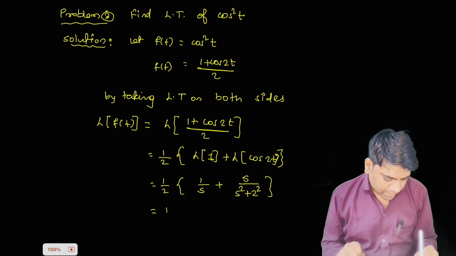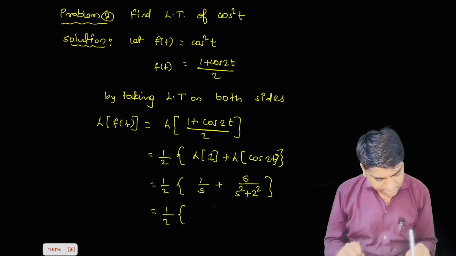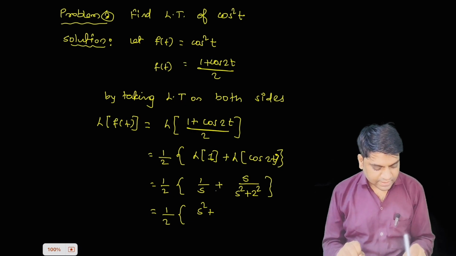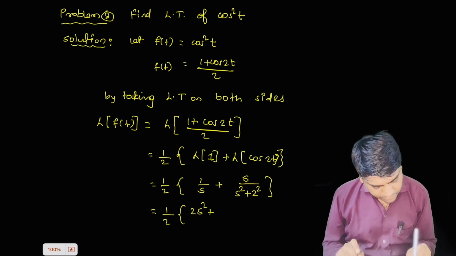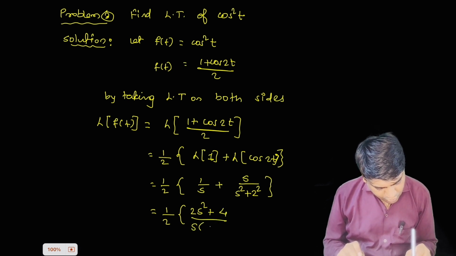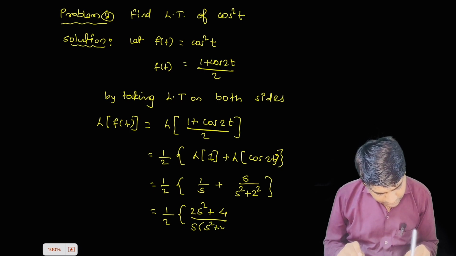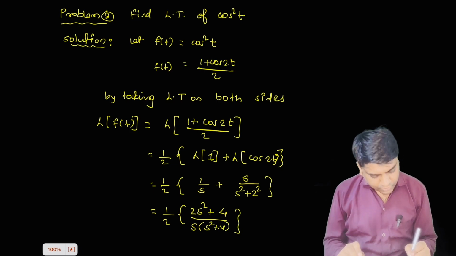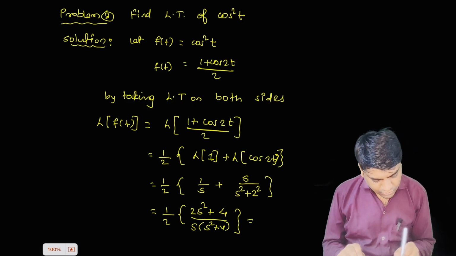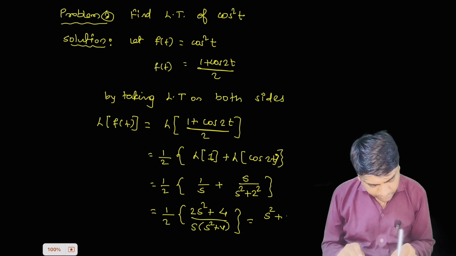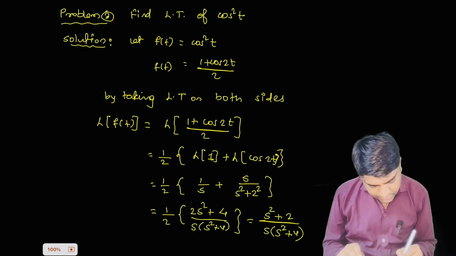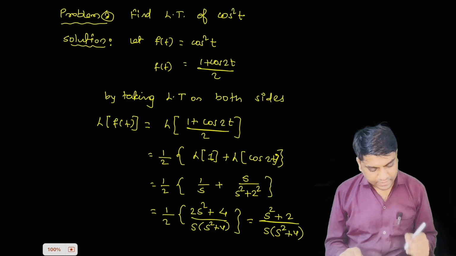Okay, now I can write here 1 by 2, and by cross multiplication I'll get s square plus here s square, again here s square plus s square, that is 2s square will come here, plus 4 upon s into s square plus 4. Okay, now here we can take 2 common and these 2 will get cancelled, so here we'll get s square plus 2 upon s into s square plus 4. So this is our final answer.